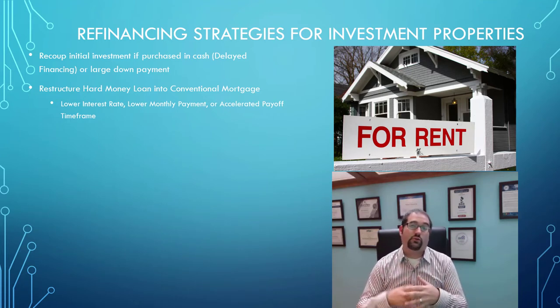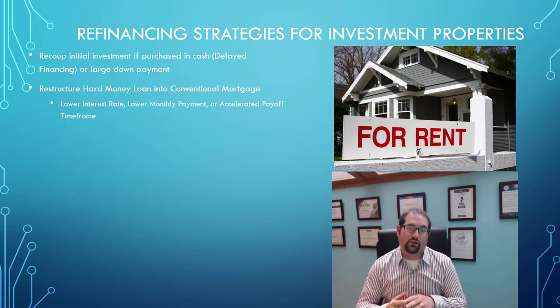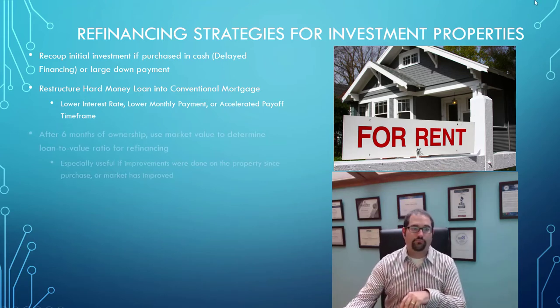Also, that lower interest rate will give you a lower monthly payment as well. And of course, if you've got rental income or a particular financial plan where you can put extra money onto the principal, you may be able to take a 15 or a 20-year mortgage and accelerate the payoff to end up with a free and clear investment property that much sooner.